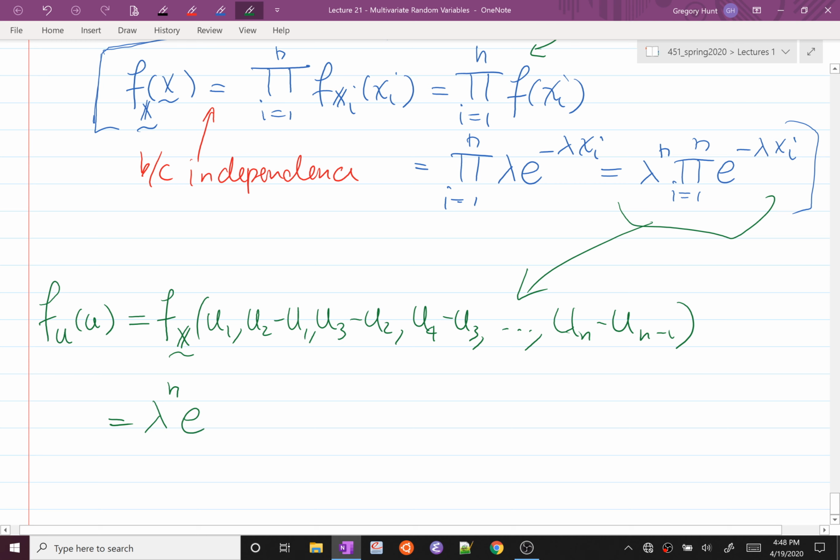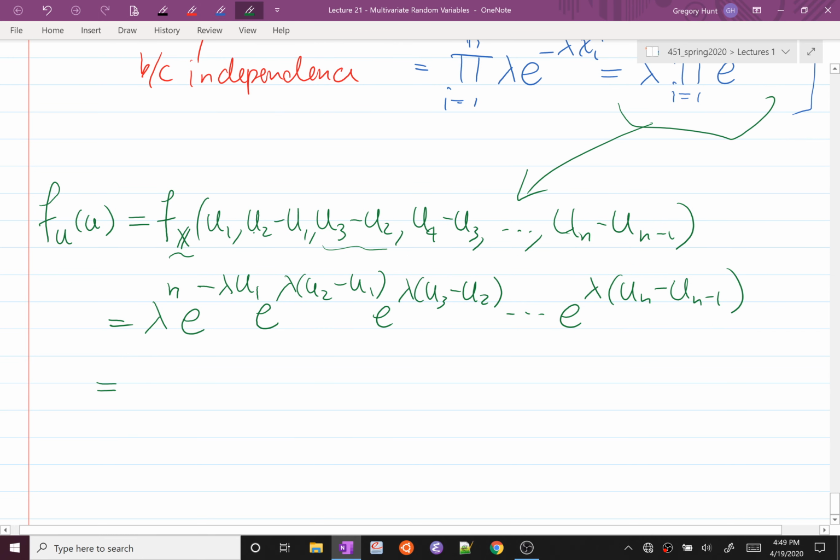And we'll get e to the negative lambda, and now instead of x sub 1, we write u1. E to the, instead of x2, it's lambda u2 minus u1, etc. We'll run one more. And then it's e to the lambda, instead of x sub 3, it's u3 minus u2. So it's plugging in the inverse functions. Dot, dot, dot. E to the lambda u sub n minus u sub n minus 1.